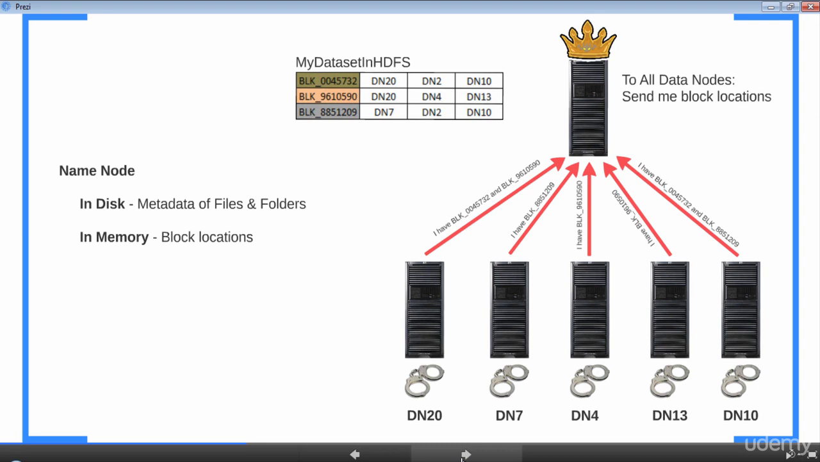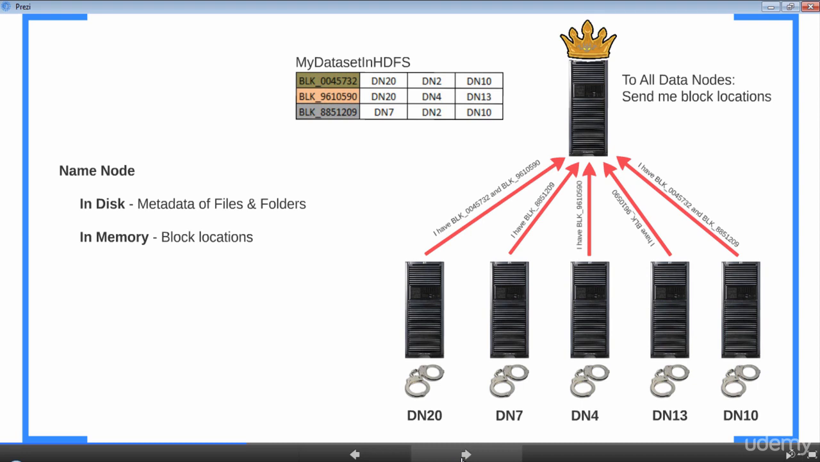Data nodes and name nodes are in constant communication with each other. So when a name node starts up, the data nodes will try to connect with the name node and broadcast the list of blocks that each data node is responsible for. Name node will hold the block locations in memory and never persist the information in hard disk.